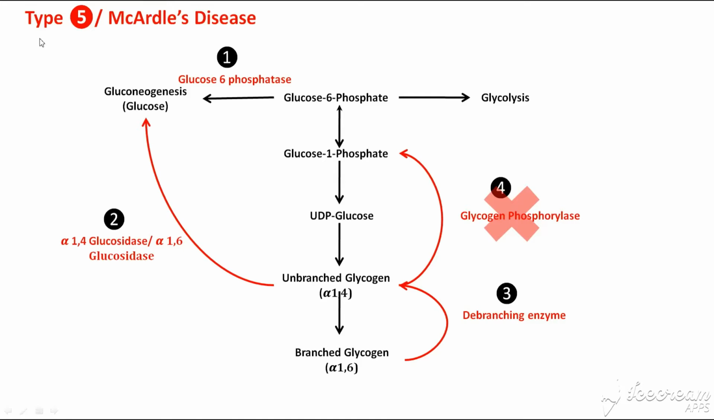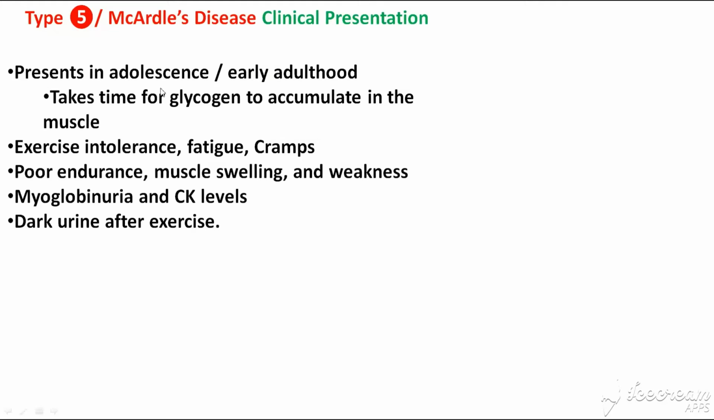The last glycogen storage disease that we're going to talk about is called type 5 or McArdle's disease. Now this is an autosomal recessive disease in which there's going to be a deficiency in the enzyme glycogen phosphorylase. Now it's going to be a deficiency in this enzyme that is only found inside the muscle, so only muscles are going to be affected in McArdle's disease. So this presents in adolescence and early adulthood, and the reason for that is that it takes time for glycogen to accumulate in the muscle.